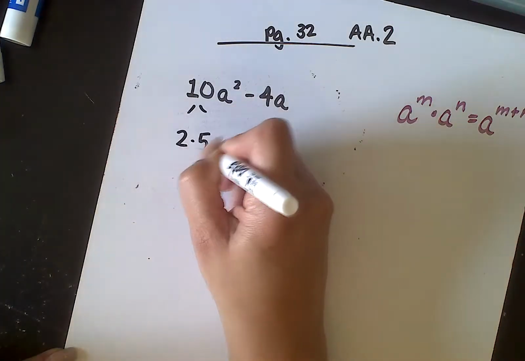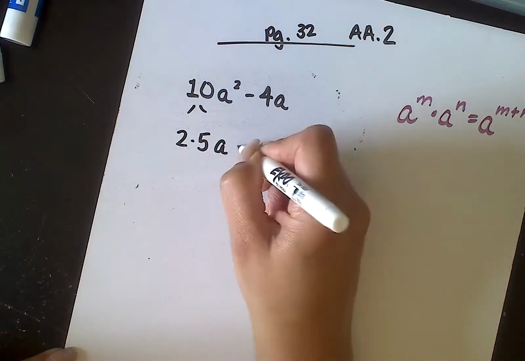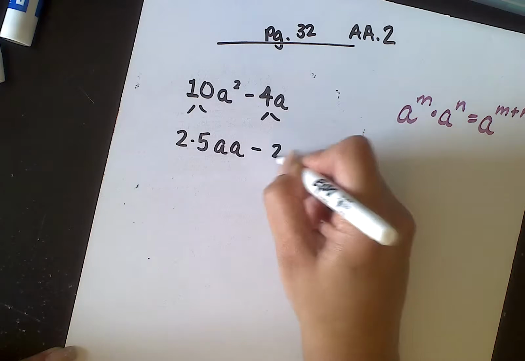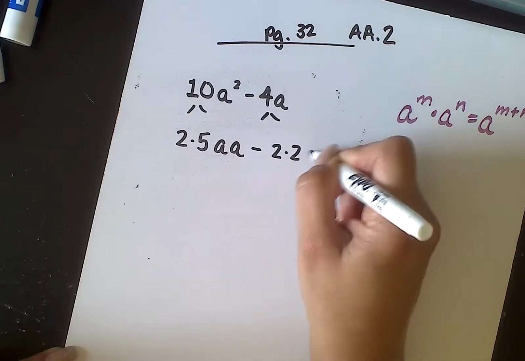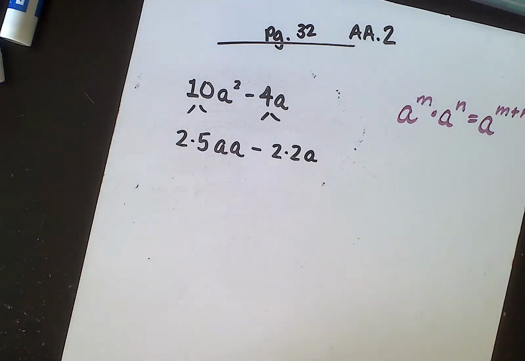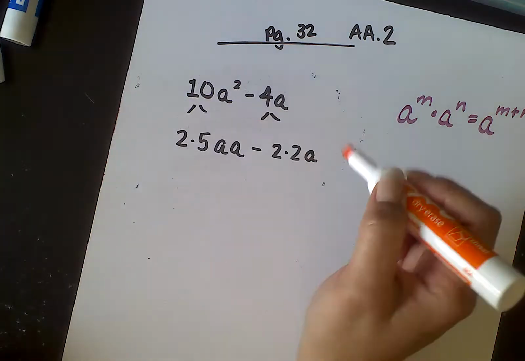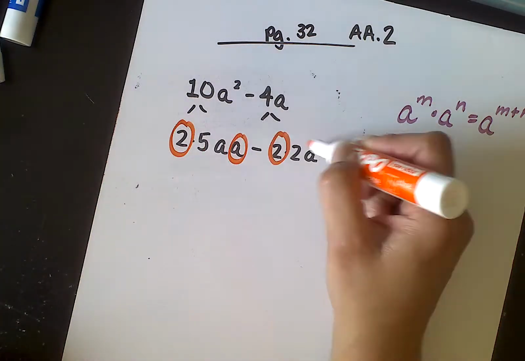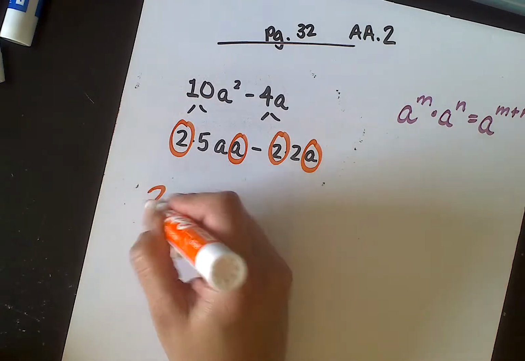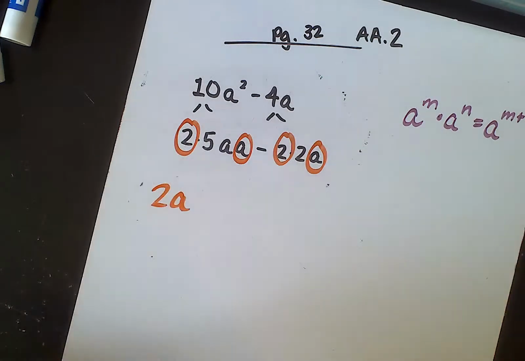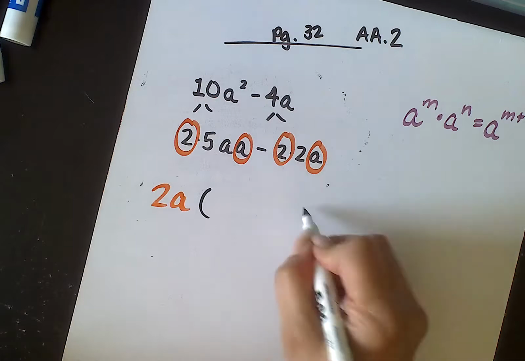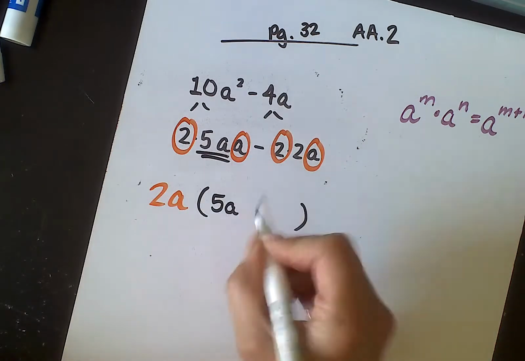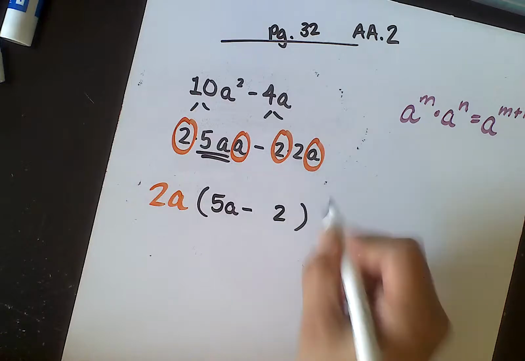A squared minus 4A. So 2 times 5, then A minus 2 times 2, and A. So in this case, we have a 2 in common and an A in common. So that means my GCF is 2A. And whatever I have left is 5A minus 2.